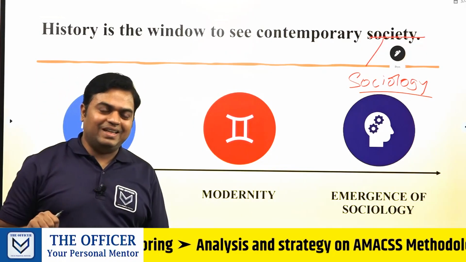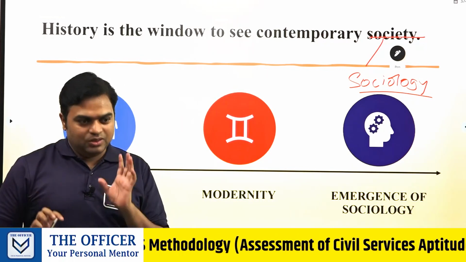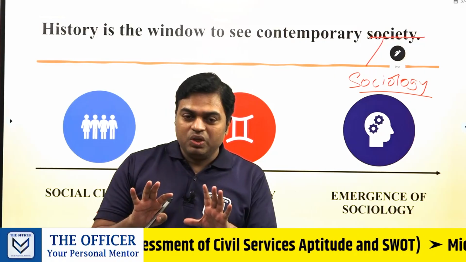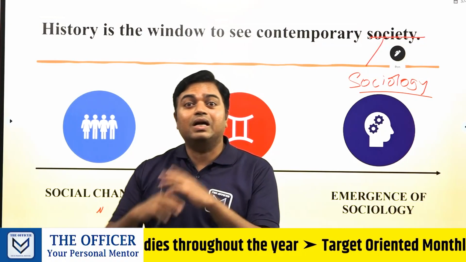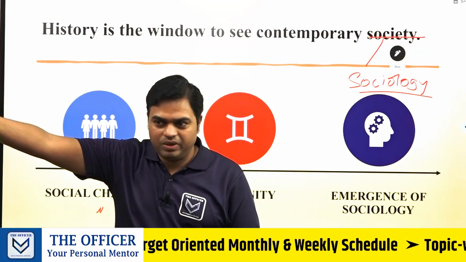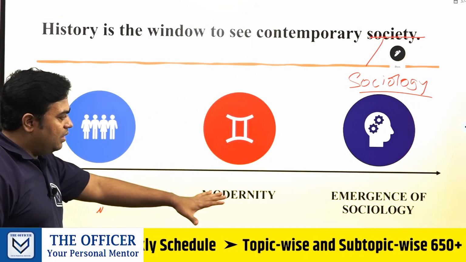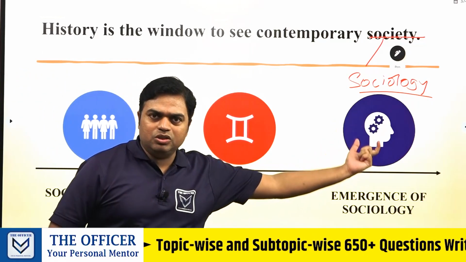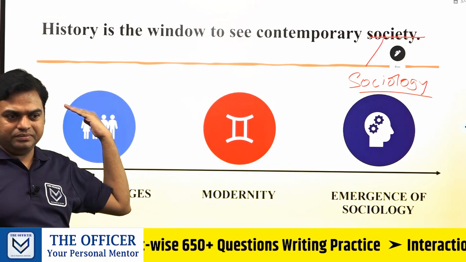Please always remember this: sociology focuses upon the study of contemporary society, what's going on around us. History also studies the same society, but its focus is not upon the contemporary society; its focus is upon the past of the society. Are you getting my point? So, in a similar manner, if we want to understand the emergence of sociology, then we have to go to the past of the society.